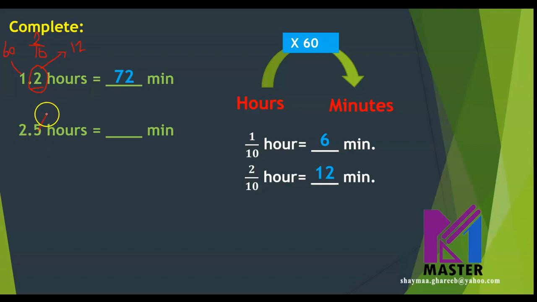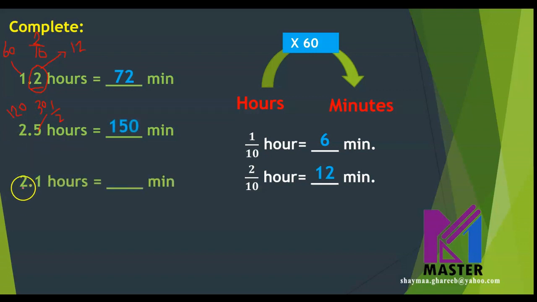Now 2.5 hours. What is the meaning of 0.5? It means half an hour. So I have 2 full hours and the half an hour. 2 hours equals 120 minutes. And half an hour equals 30 minutes. So all of them will be 150 minutes.